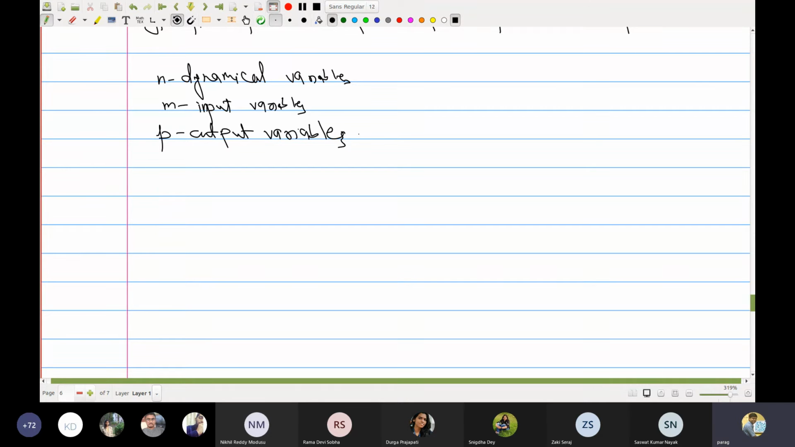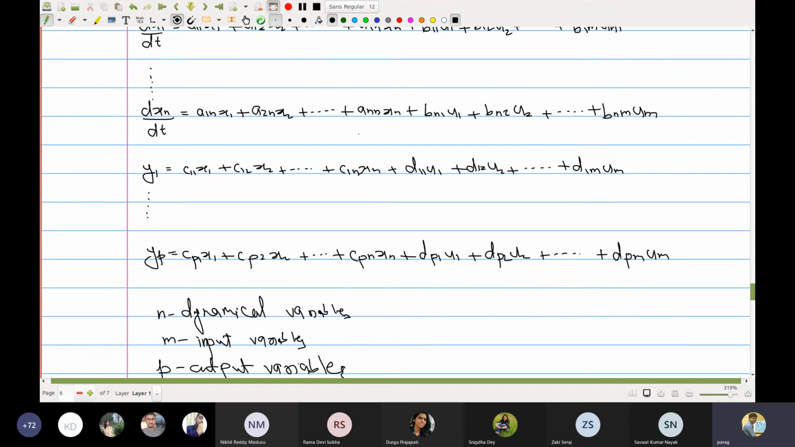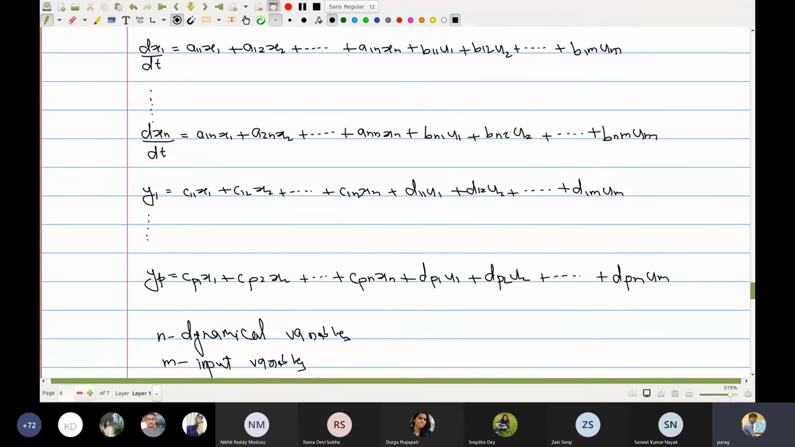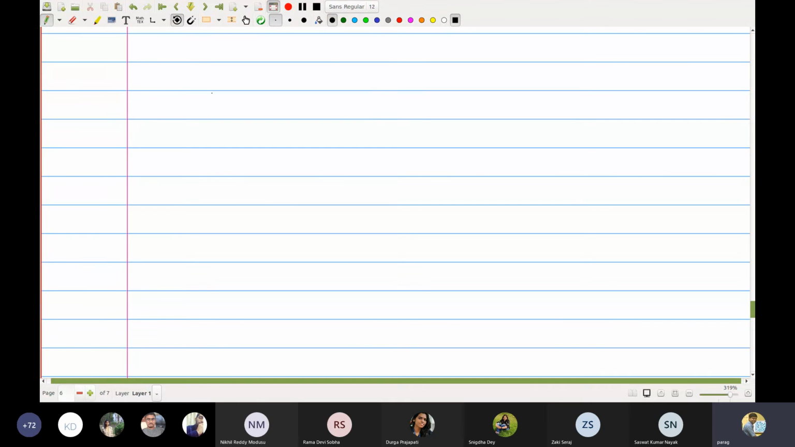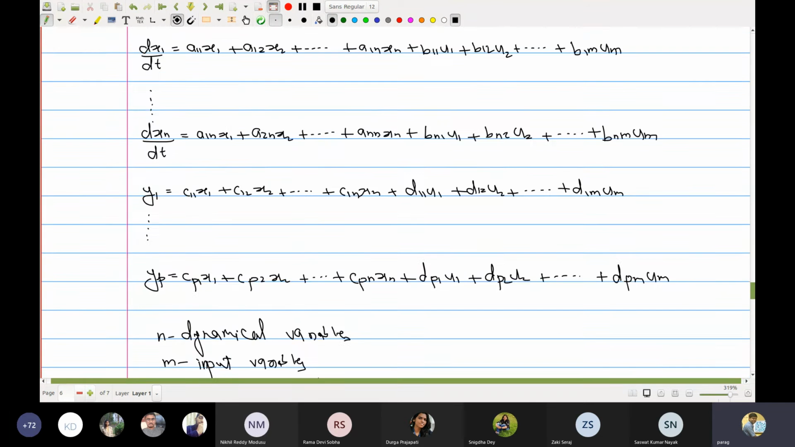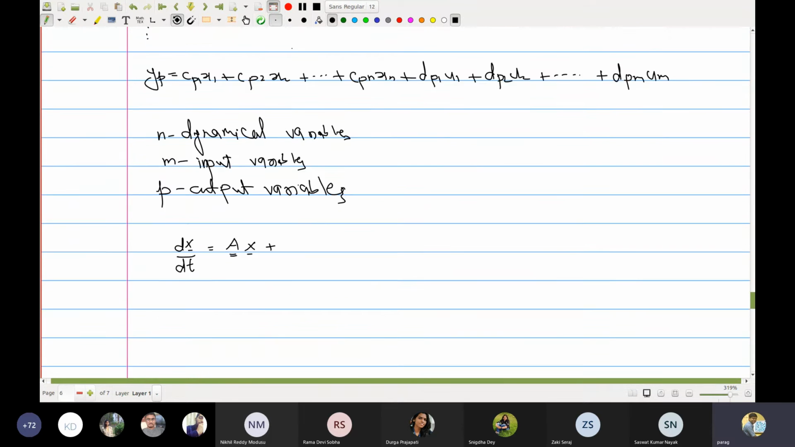So now, as I always do, since these are simultaneous equations, I will convert them to a matrix equation. So let's say I write these equations as dx by dt, and this will become equal to the coefficient matrix A times the dynamical variable vector x, plus again a coefficient matrix, say B, times vector u.